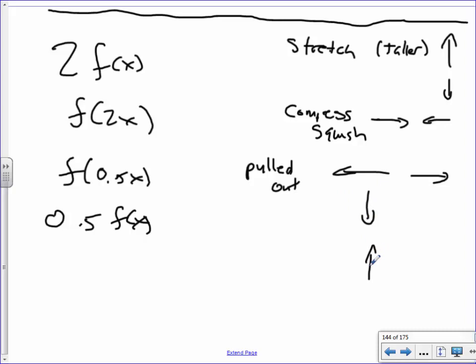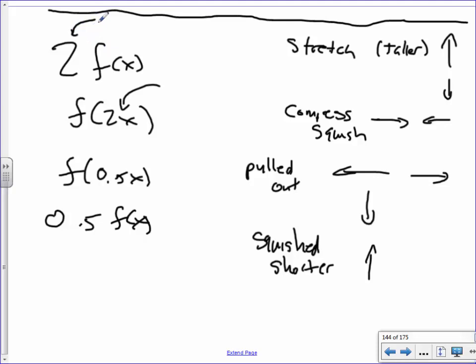I kind of imagine that right here. If I give you a 0.5 f of x, it's going to be a mirror that makes you shorter. Does that make sense? So this is a mirror that makes you taller. This is a mirror that makes you thinner. This is a mirror that makes you fatter. And this is a mirror that makes you shorter, squished shorter. Those are all of the different possibilities. It either results from putting something inside a function like this, or from taking a function and putting the number on the outside of the function.